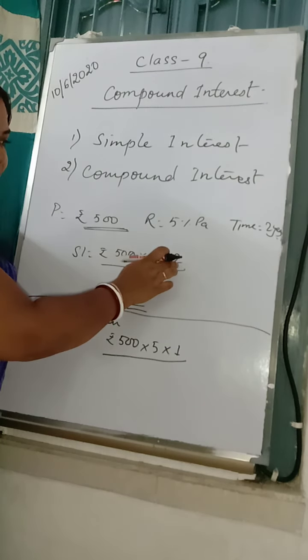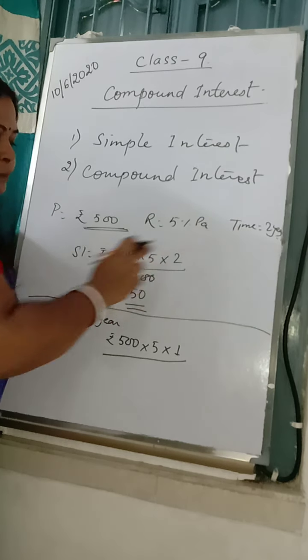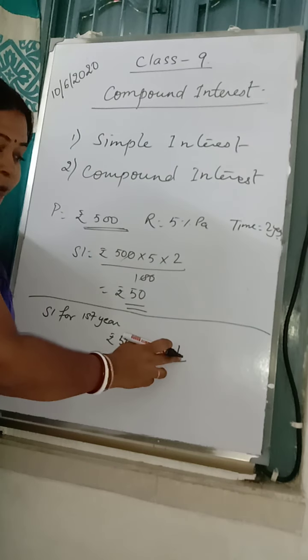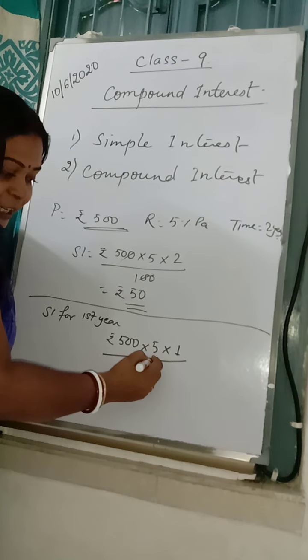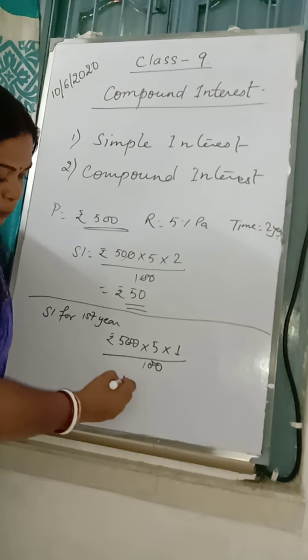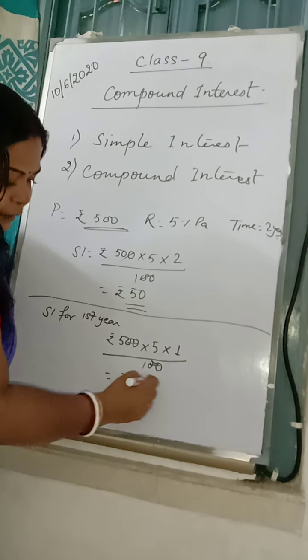You can see I have written 2 years when we were finding simple interest, but here in compound interest I have written 1. Why? Because I have to get the interest for 1 year first. So that gives you rupees 25.